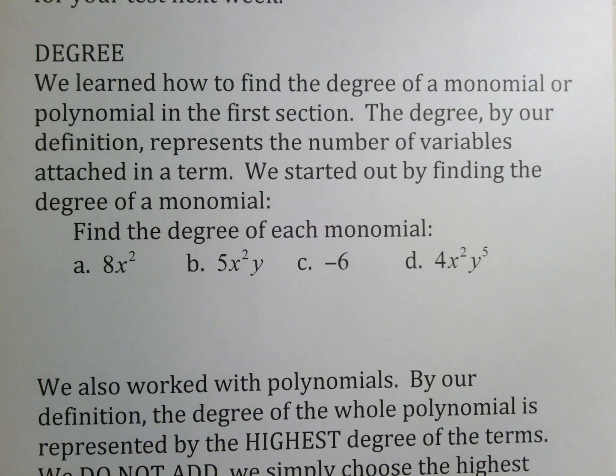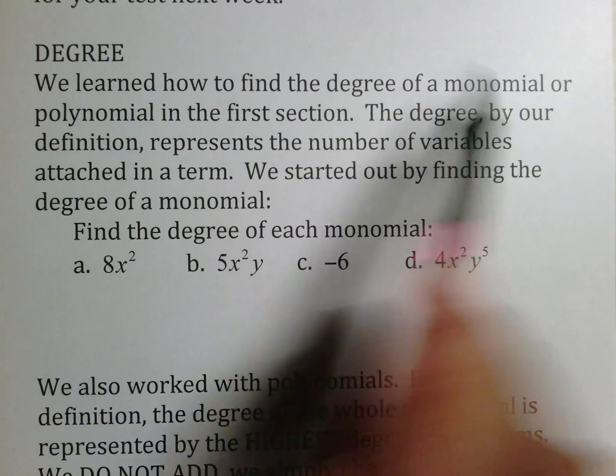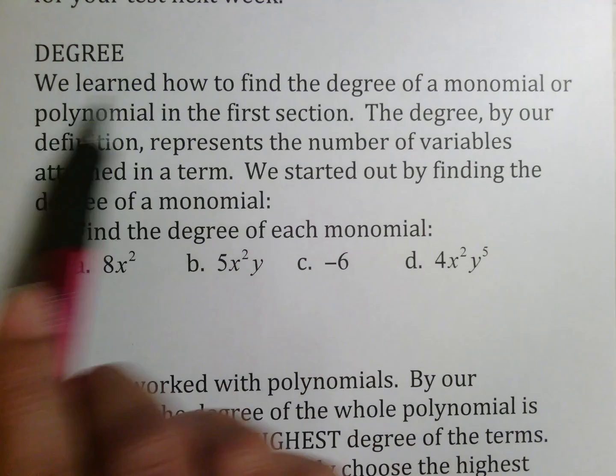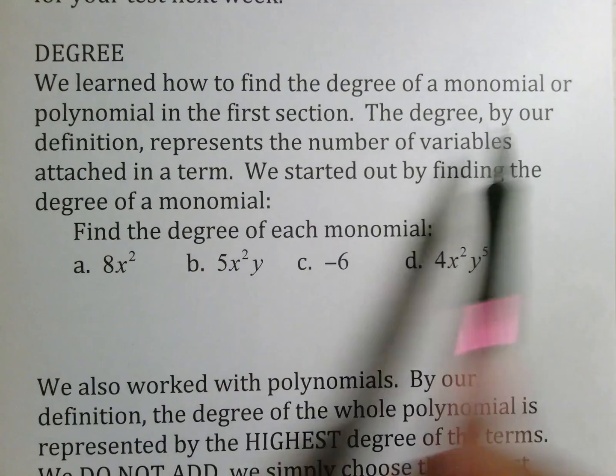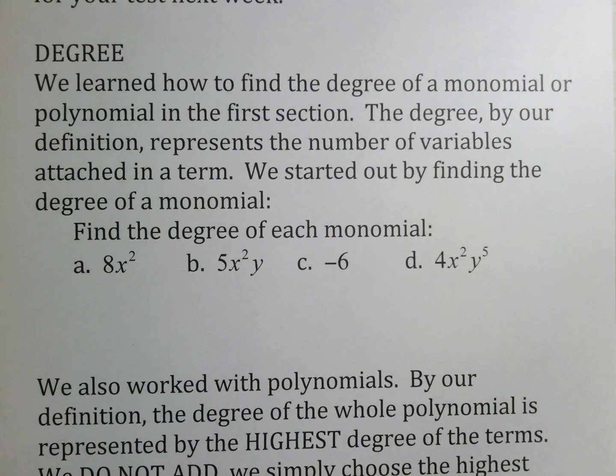Remember that degree, we learned how to find the degree of a monomial or polynomial. Remember that mono was 1, poly was more than 1 or more, because remember a monomial is a polynomial, but this represents the general name. The degree by our definition was the number of variables attached in the term. We started out by finding the degree of a monomial or one term.